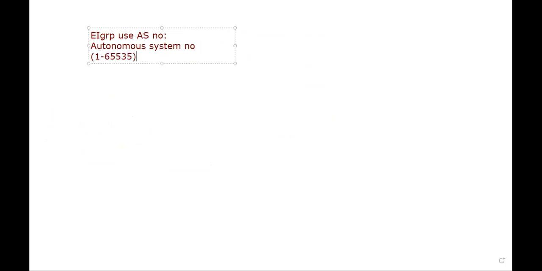You can take any value from this number. Autonomous system is an area under common administration. It is an area. Like we are in a networking class, so this is our AS number.